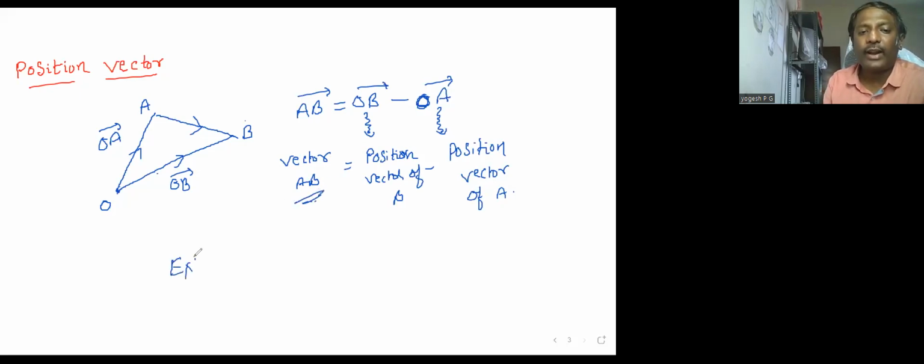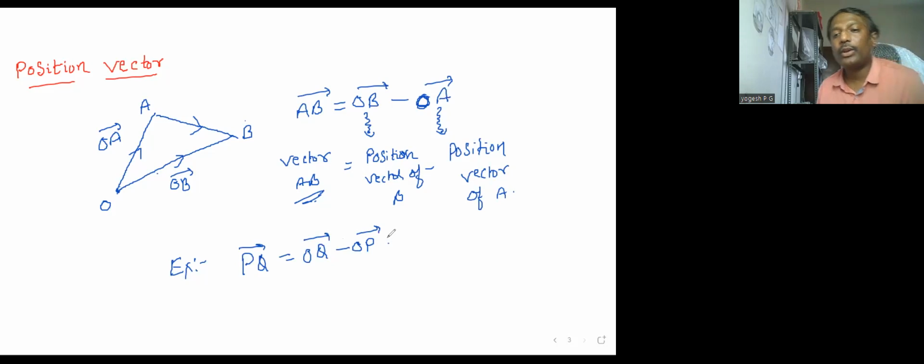Now, if I want to find the position vector of PQ, how will you write this position vector? OQ vector minus OP vector. The vector at the final point minus the vector at the initial point, if you take the difference of those two, you will get a position vector. So the position vector is OQ minus OP.